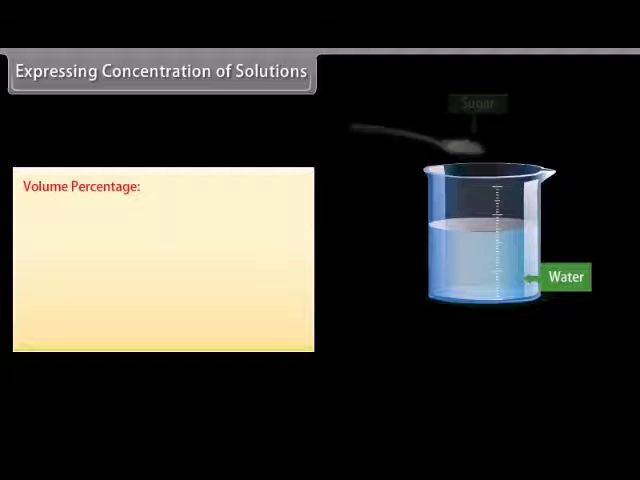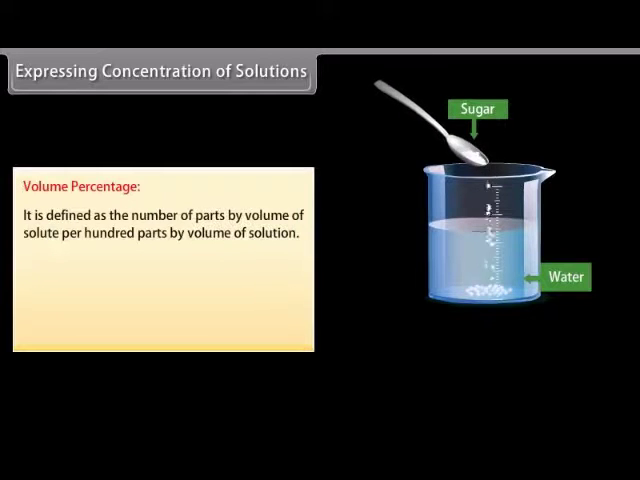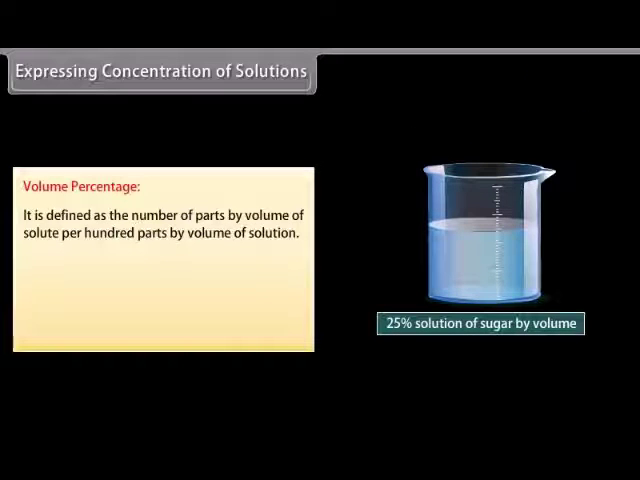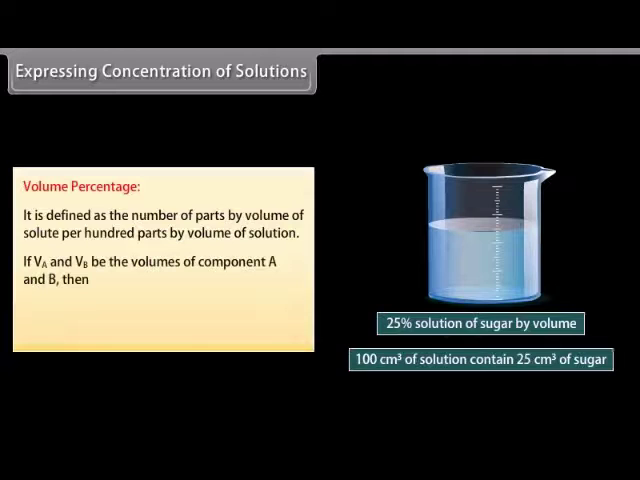Volume percentage. It is defined as the number of parts by volume of solute per 100 parts by volume of solution. If Va and Vb be the volumes of component A and B, then volume percentage of B is equal to Vb upon (Va plus Vb) multiplied by 100.